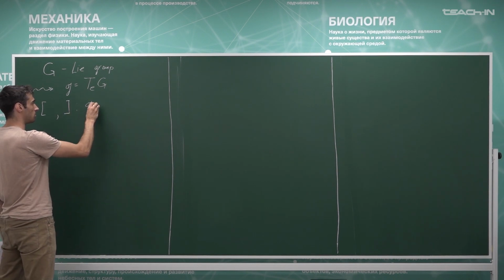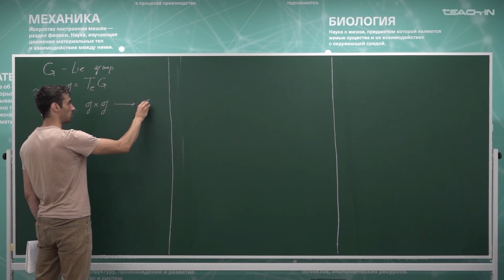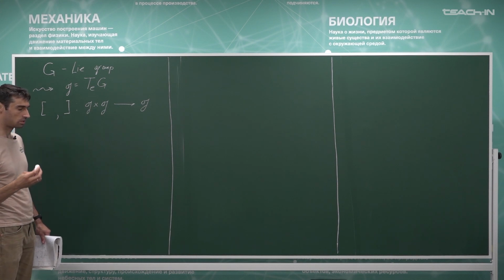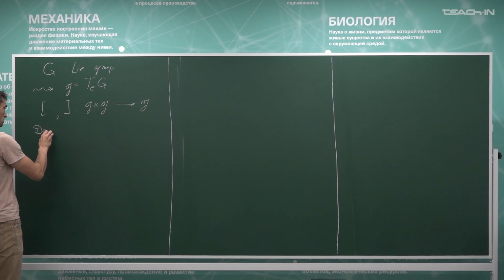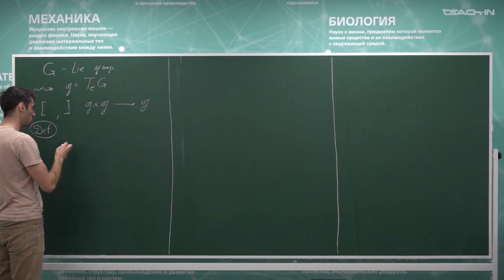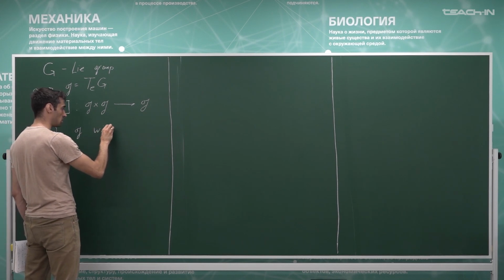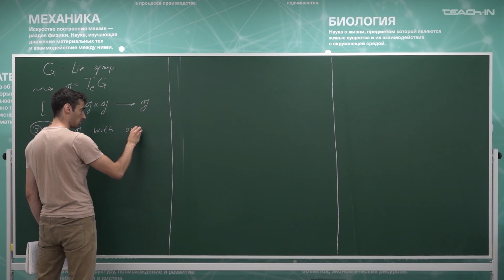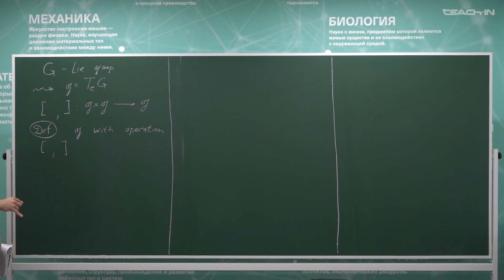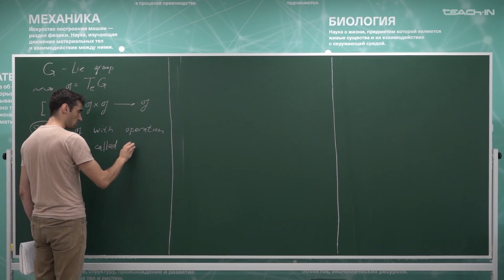So it eats two elements of G and gives us another element of G. Well, we didn't spell it out last time, so let us define such G. So G, the tangent space to G capital with this binary operation, the Lie bracket, is called a tangent Lie algebra.